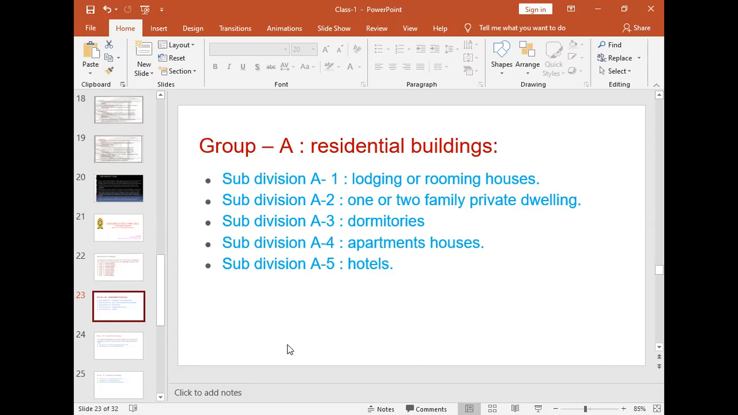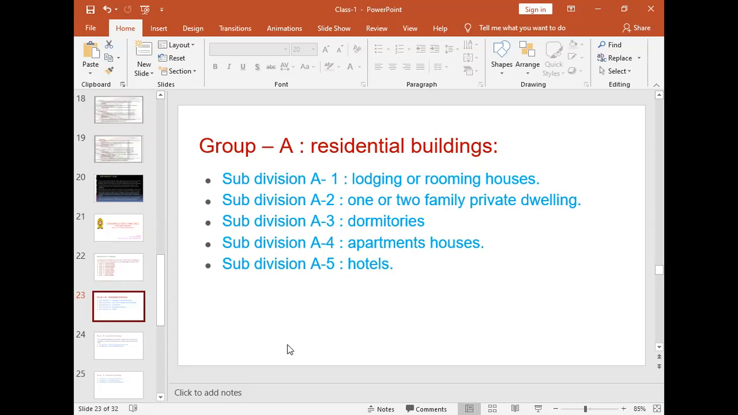This includes clubs and hotels. Lodging or rooming houses are used only for accommodation purposes but not for cooking. Not more than 40 members are accommodated at one place. This type of house comes under subdivision A1 in residential buildings, and then subdivision A2 is one or two family private dwelling.